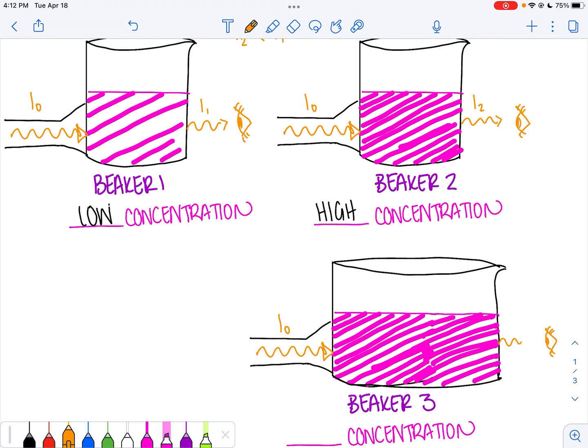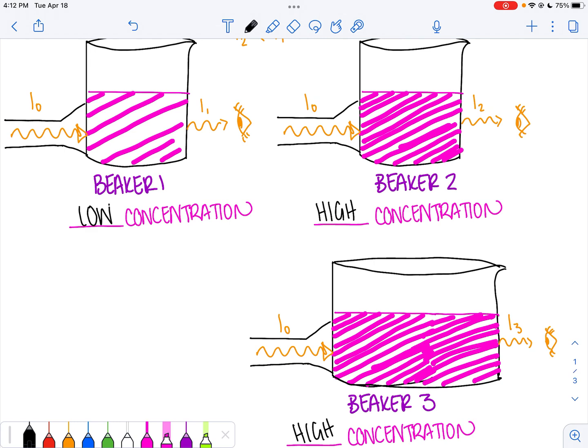This is going to let some light out at the end, but it's not going to be the same amount that we got from I1 and I2. If this light has a longer distance to travel, let's say it's got the same concentration as beaker 2, so I'm just going to call it high, since that's the concentration that beaker 2 was in. I have more molecules that I'm interacting with here. Even though the concentration is the same, I have a longer distance for that light to travel, which means I'm more likely to lose some of it out at the end.